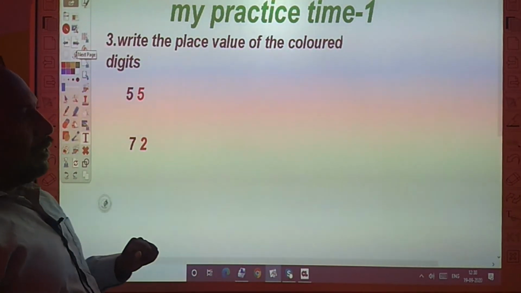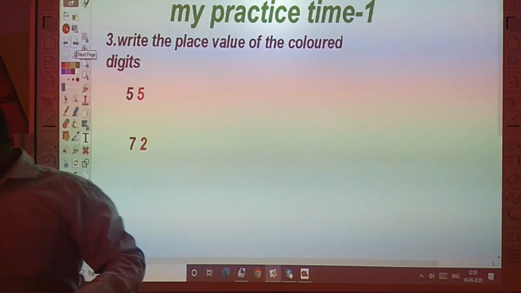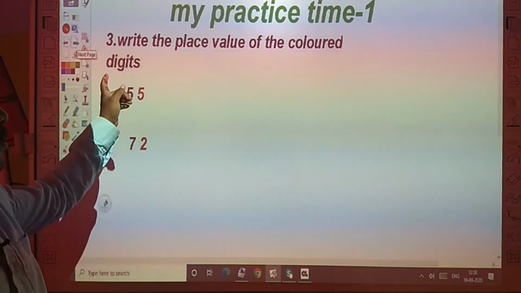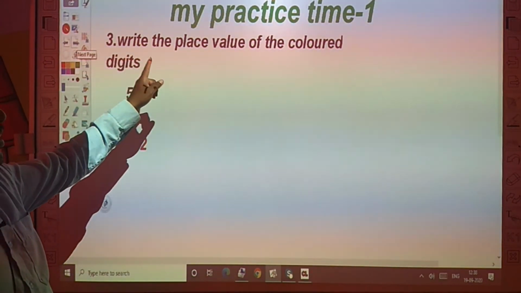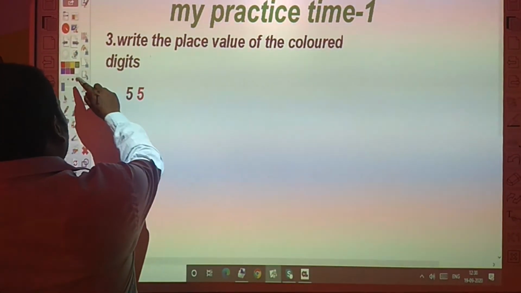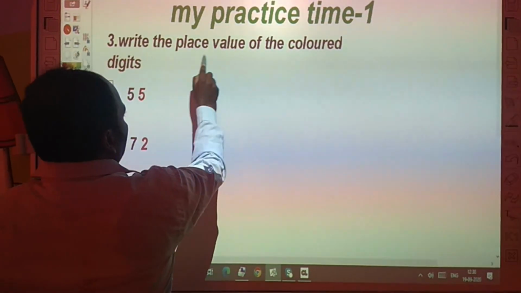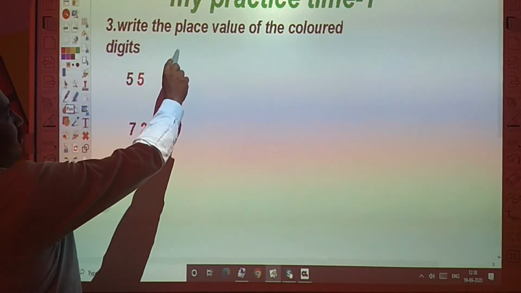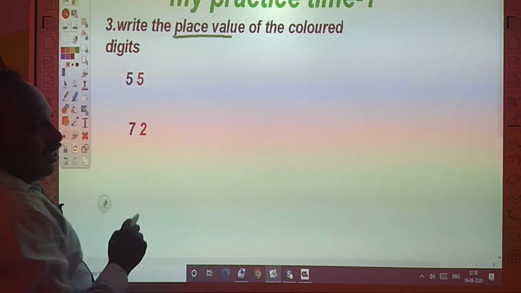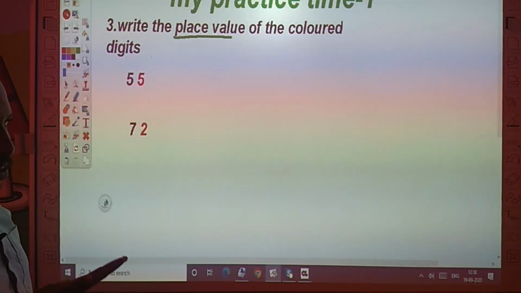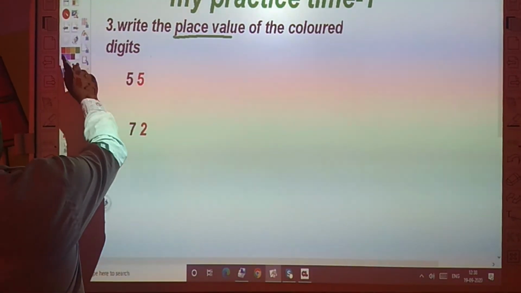The next one, my practice time 1. Write the place value of the color digits. What is place value? The number in a position is called place value.